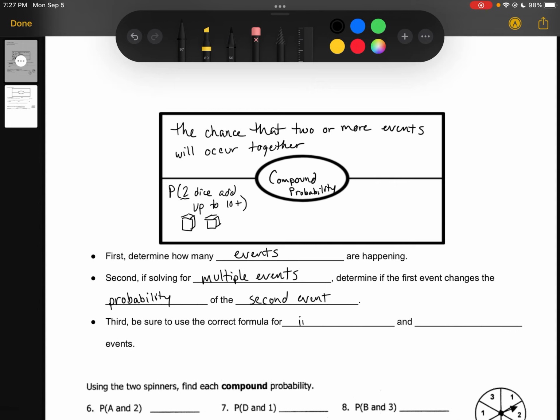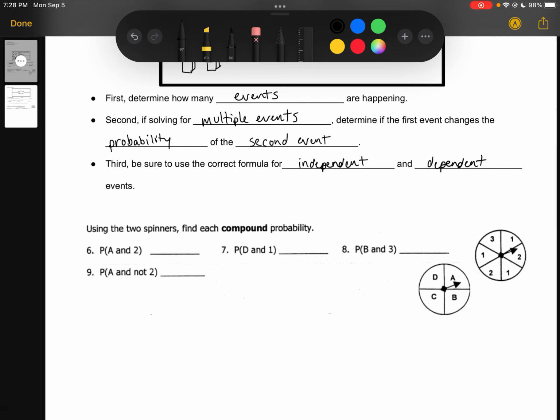Third, the last thing, is we want to be sure we use the correct formula for independent and dependent events. So it's just a fancy way of saying if the first event changes what happens in the second event, we have to make sure that we are adjusting for that. If it doesn't change anything, then don't change anything for your second event. So the example of rolling two die is a great example of something that does not have any effect on the two. That would be an independent event because, like I said, they're not going to affect each other.